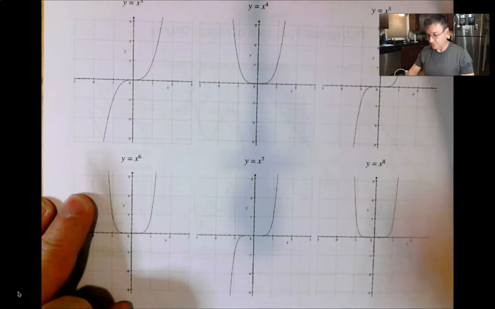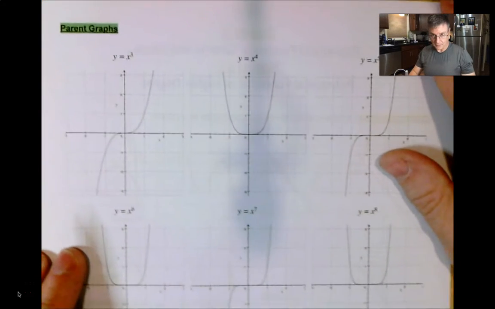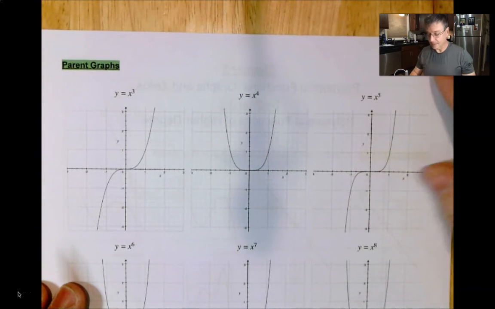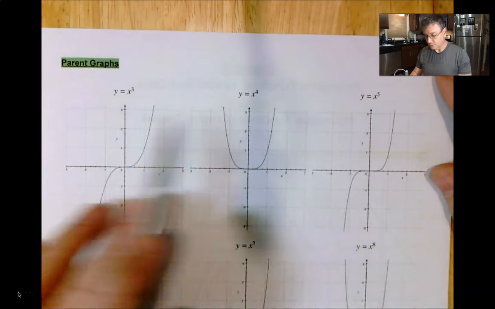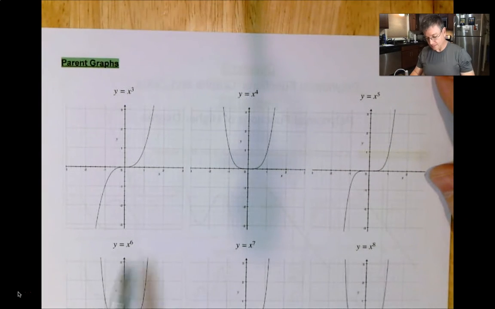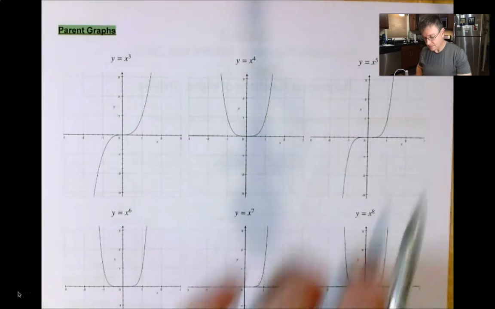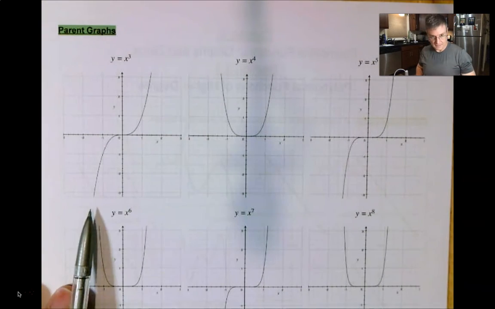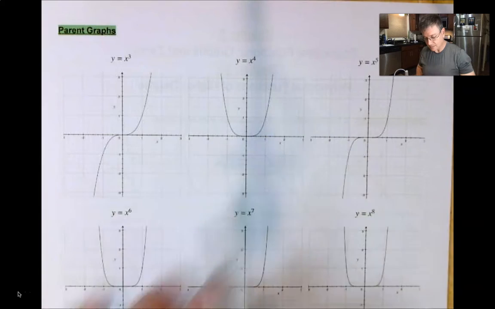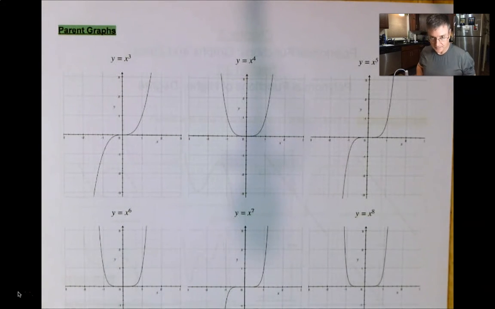I have examples of what your parent graphs look like. You learned these parent graphs back in Algebra 2. x cubed, x to the 4th, x to the 5th, 6th, 7th, and 8th. And what you want to notice is the pattern. Odds: down to the left, up to the right. Evens: up to the left, up to the right.